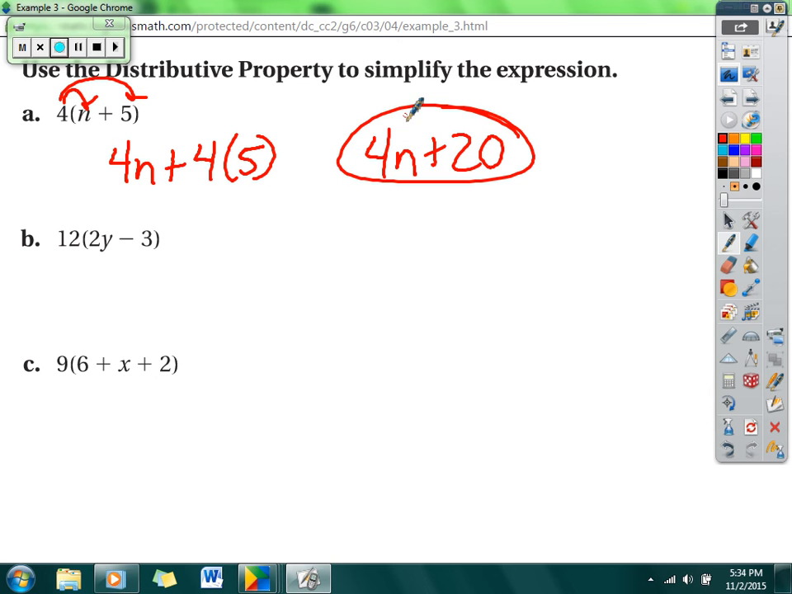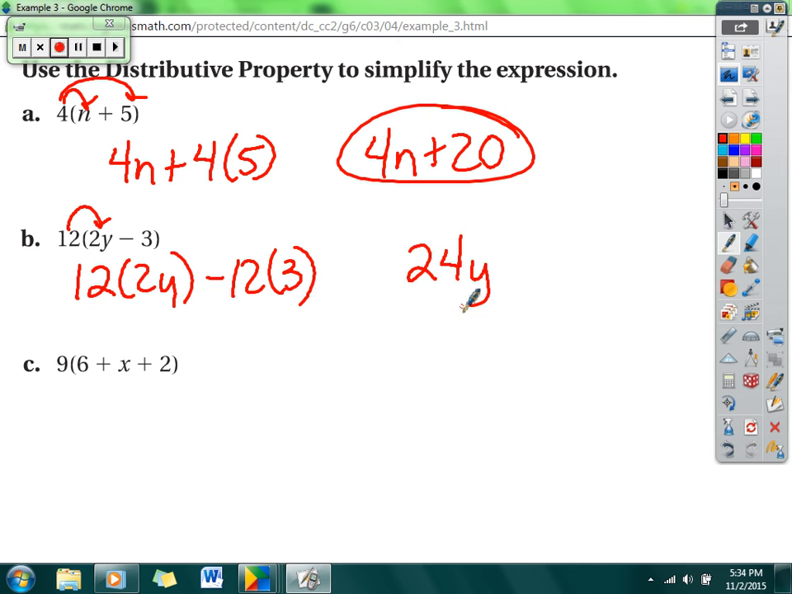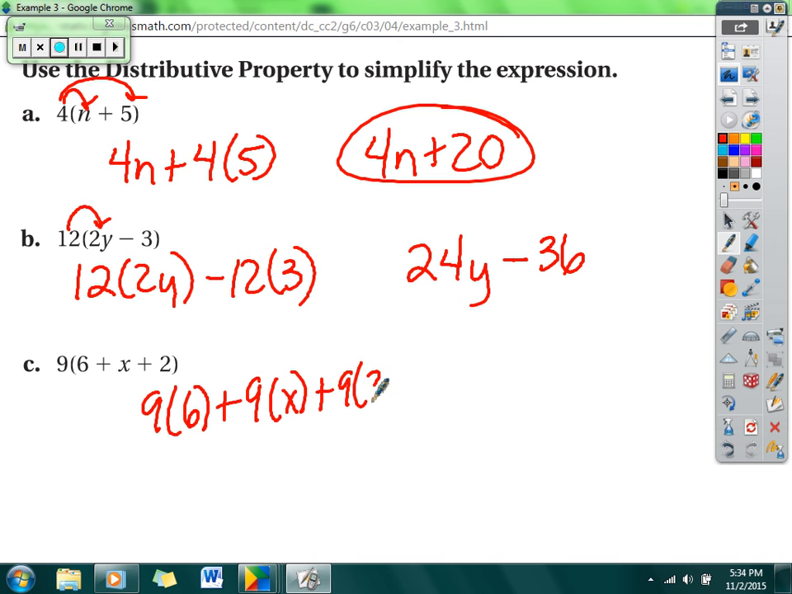Okay? My next problem, I'm going to distribute the same way. 12 times 2y minus 12 times 3. 12 times 2y is just really going to be 12 times 2, which is 24y, minus 36. I'm done, okay? And that's the final answer. The last one, I'm going to go 9 times 6 plus 9 times x plus 9 times 2. Now this one you may have to use more than one property to solve. So the first one we use is the distributive property.